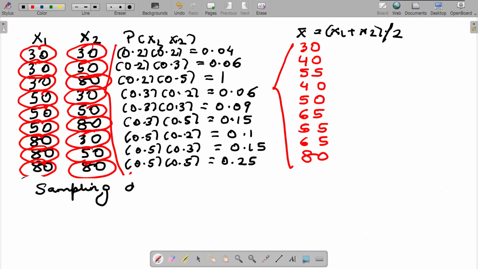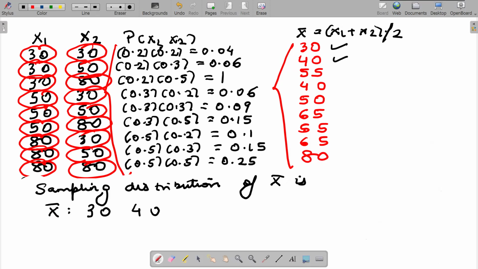I can write here: sampling distribution of X bar. What are the values taken by X bar, guys? X bar takes the value 30. It takes the value 40. It takes the value 50. It takes the value 55. It takes the value 65. And it takes the value 80. And what are the corresponding probabilities of X bar?